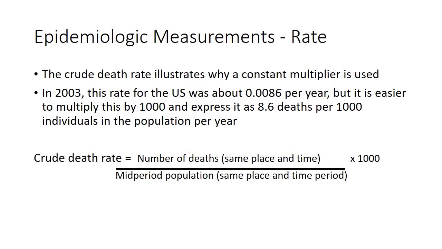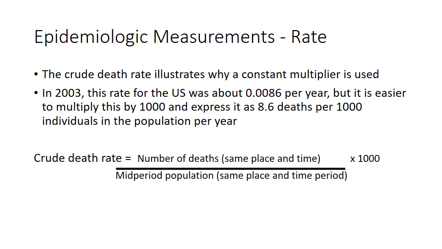You can do this as well with a crude death rate. So for instance, in 2003, if you're looking at the death rate in the US, you could calculate that to be 0.0086 per year. That doesn't really make sense to a lot of people. So if you multiply it by 1,000, you could say it's 8.6 deaths per 1,000 individuals. Similarly, you could say 86 deaths per 10,000 people in the population per year.